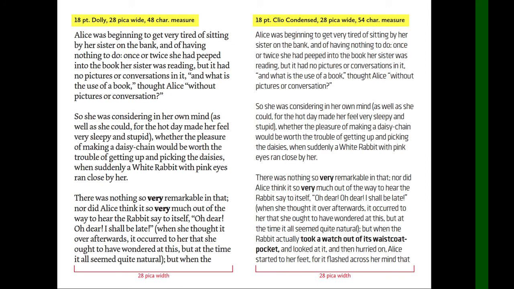On the right is 18-point Clio condensed. And with this, we get a 54 character measure. We can fit 54 characters in the longest lines. And it's because our type width is narrower. If you think back to Project 1, when we explored width in our skeletal letters, you can see Clio condensed is narrower than Dolly.